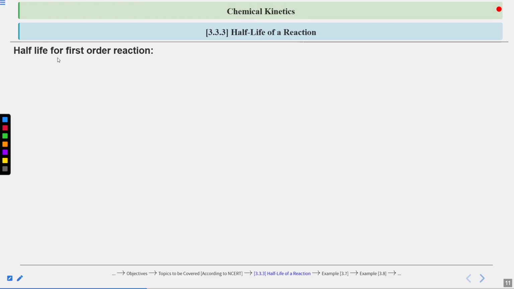Now let's see the half-life for the first order reaction. For the first order reaction, we have seen that K equals 2.303 by T log of the initial concentration of reactant upon the final concentration of reactant. Let's say this is the NCERT equation marked as 3.15 in the NCERT textbook. So for the first order reaction, this is the rate constant value.